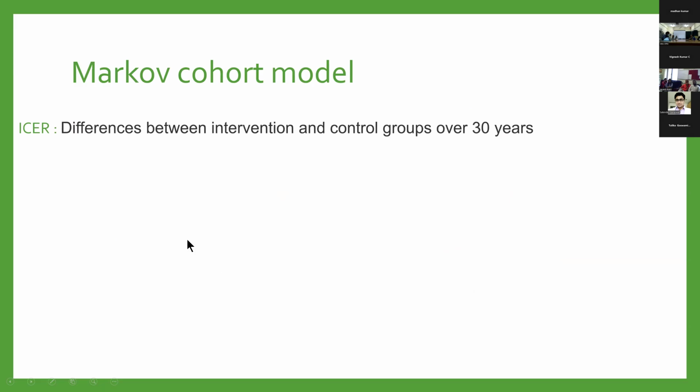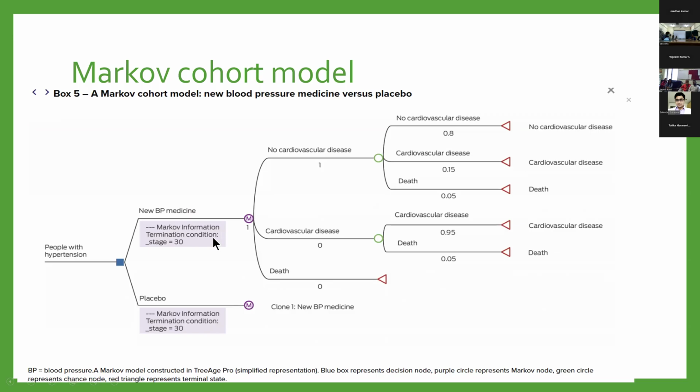And at the end of it, it looks something like this. This is a Markov cohort model. Same decision tree. You start with the root, people with hypertension. You have the decision node. You have given the medicine. This circle represents the Markov node. So it has done all the probability and it has given you these three decisions you can take, and for each decision you have taken, these are the outcomes.